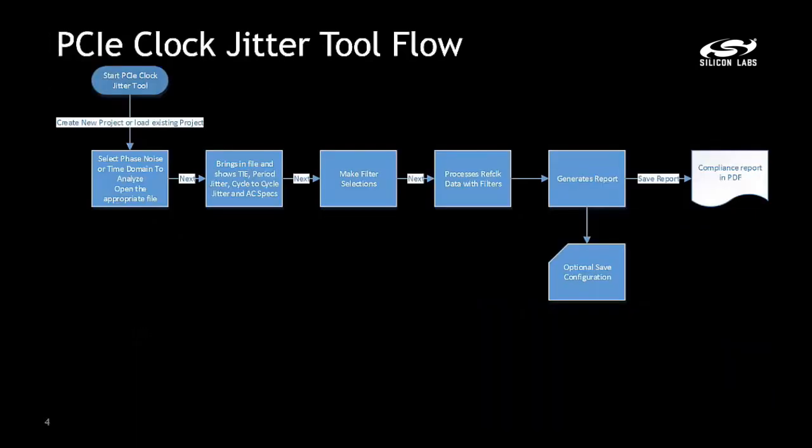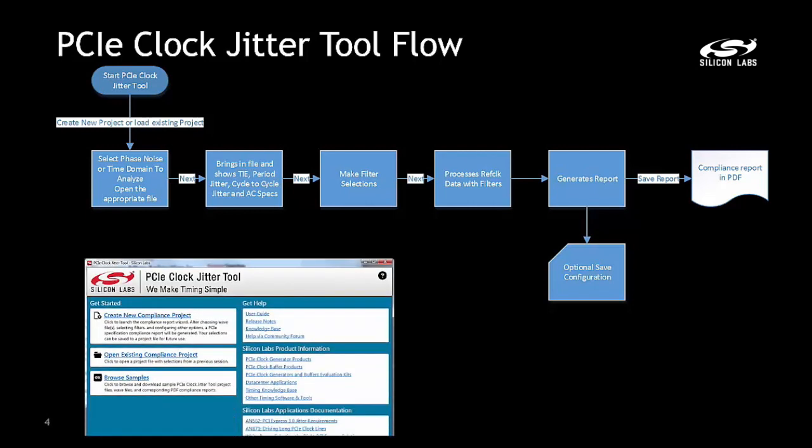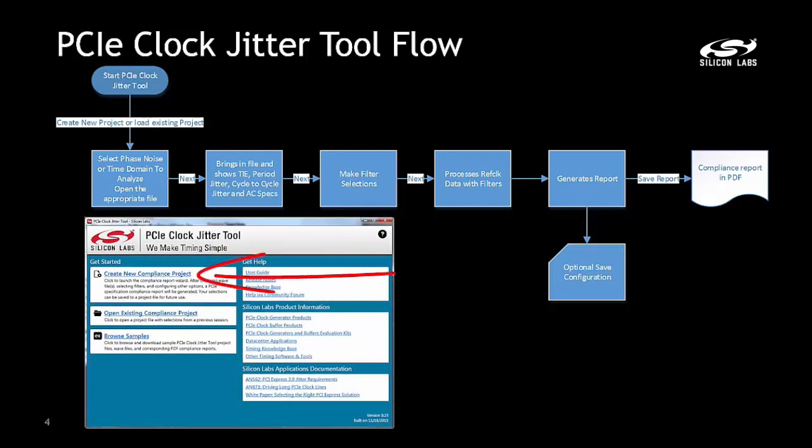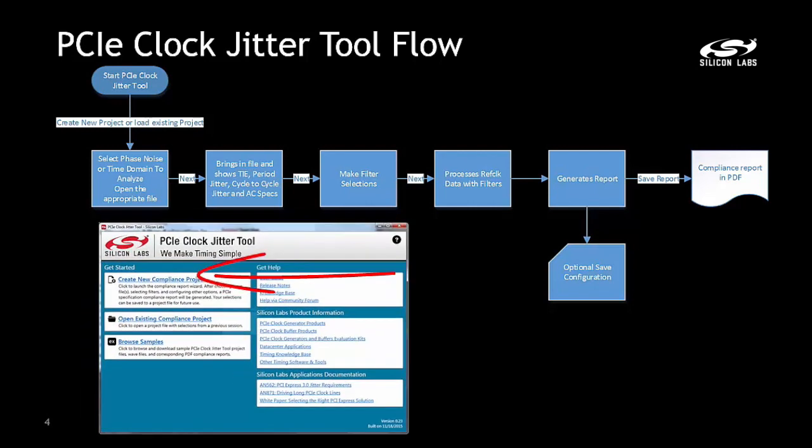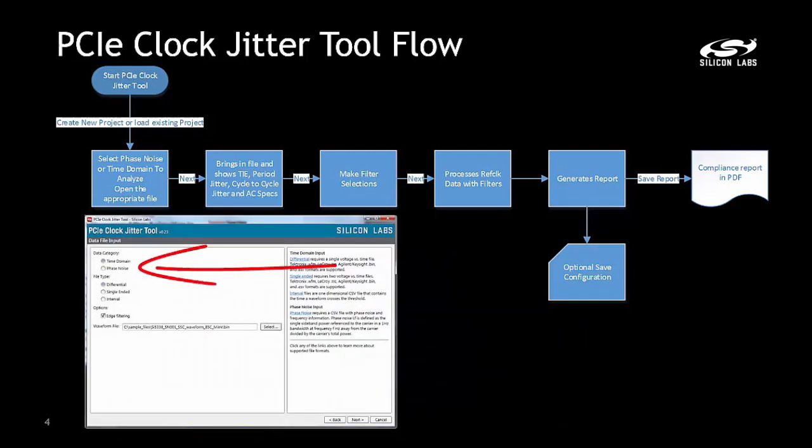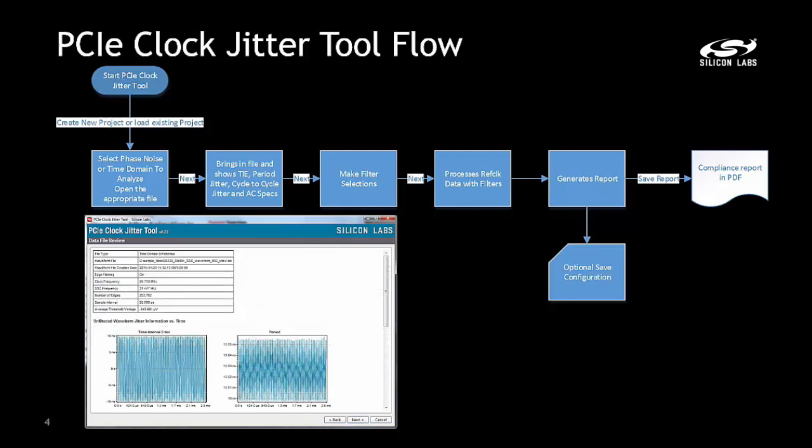The general flow for the PCI Express Clock Jitter Tool is pretty simple. Once you start the tool, you will either select a new project or an existing project. This will then take you to the menu to select the type of file, either time domain or phase noise, and also to load the file. After clicking Next, the tool will load the file and do some basic analysis to show the TIE, period jitter, cycle-to-cycle jitter, and relevant AC specifications.